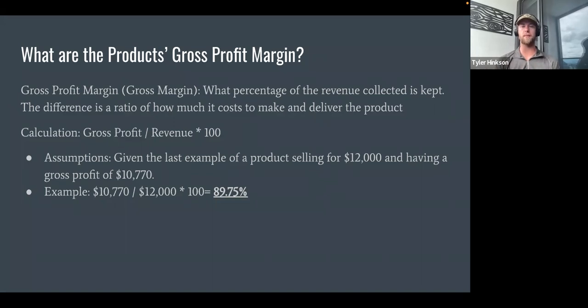Typically, 89.75% is a really, really good gross profit margin. It just depends what the fixed expenses are, which we'll talk about later, because really it's the bottom line that we're going to be looking at later on.